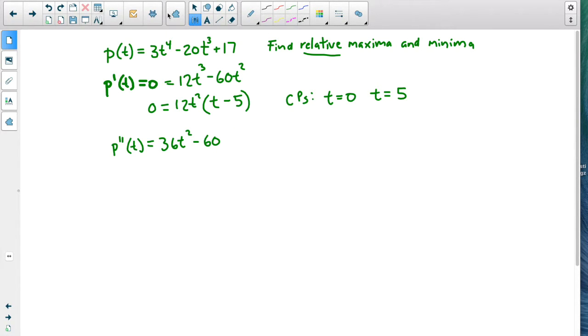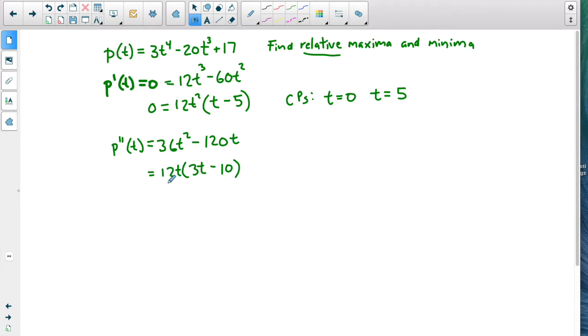Oops, sorry, minus 120. Okay, sorry, 36t squared minus 120t. Okay, we're going to factor that. We're going to factor out a 12, I think. Sorry, 12t, and we're going to get 3t minus 10.